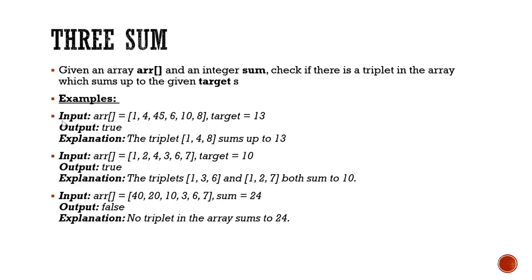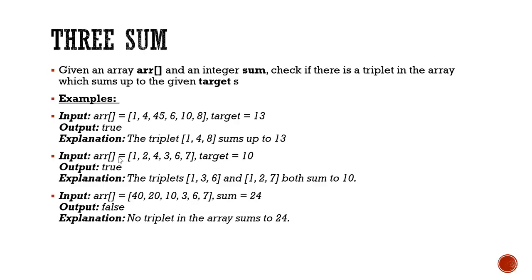We have the input array in the first example: 1, 4, 45, 6, 10, and 8. And the target is 13. So 1, 4, and 8 sum up to 13. So the output is true. 8 plus 4 is 12, and plus 1 is 13. So basically you call it a threesome or triplet.